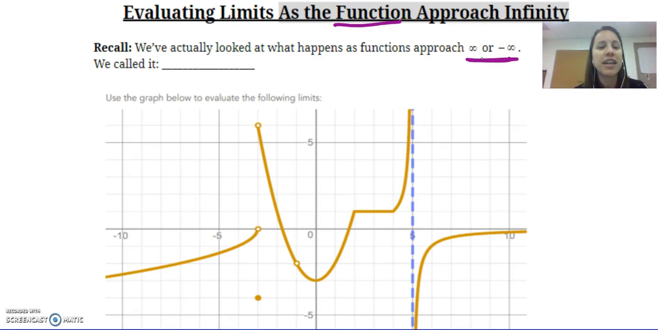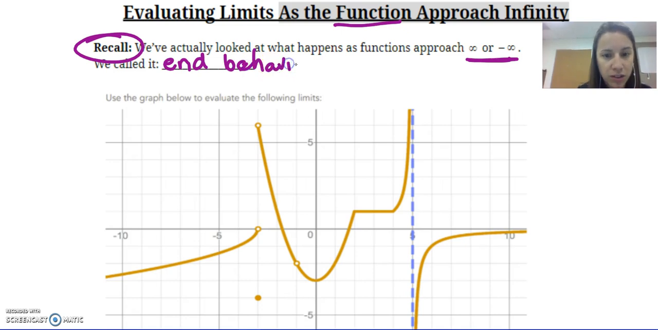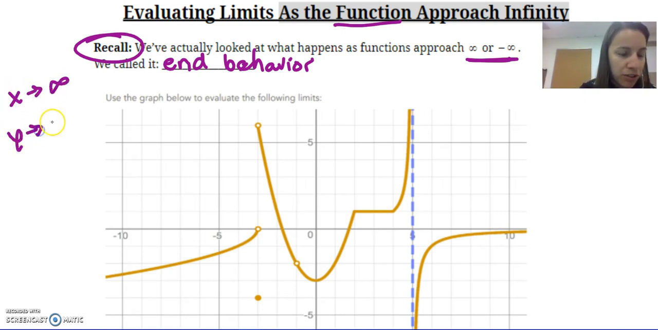All right, so in the past, recall that we used to call this approaching infinity or negative infinity our end behavior. Okay, so that's when we were talking about, as x approaches infinity and x approaches negative infinity, what was y doing, right? What was happening to y? And since our limits are our y values or our outputs, we're going to do that same thing.